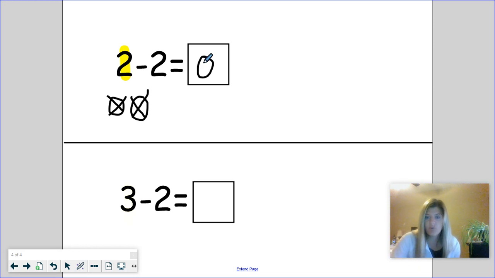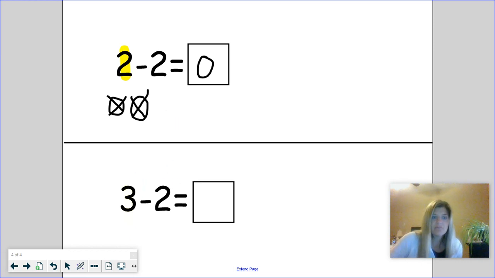If you don't want to draw circles, you can use your fingers to solve this problem. So you're going to hold up 2 fingers, and then I'm going to take how many away? 2 fingers away. 1, 2. How many fingers do I have left up? 0. So that still gives me the same answer. So I can either draw circles or I can use my fingers.